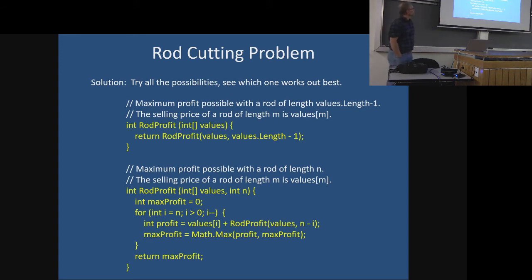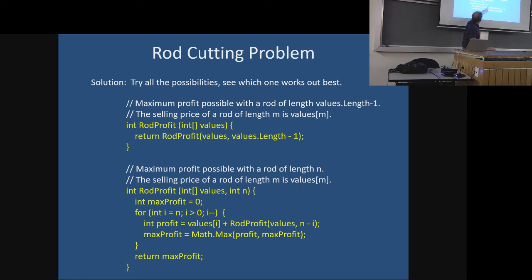Here's a solution that tries all the possibilities. So there's our main method. It takes in an array of values, and all it's doing is calling this helper method. And the helper method is, you've got a rod of this length. The initial call is the maximum length, like 6 or whatever it was. This is the table, and it figures out the maximum profit. And the way it does it, it says, okay, let max profit be 0.